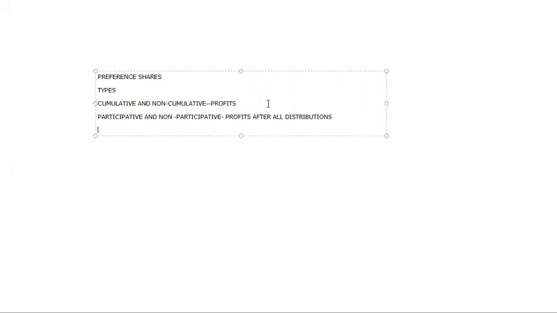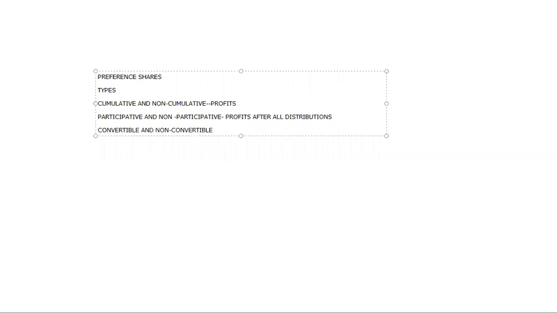And the next kind is convertible and non-convertible. So what is this convertible and non-convertible? Usually, as I said, preference shares are not permanent. After a certain period of time, it is a must that they have to be redeemed.